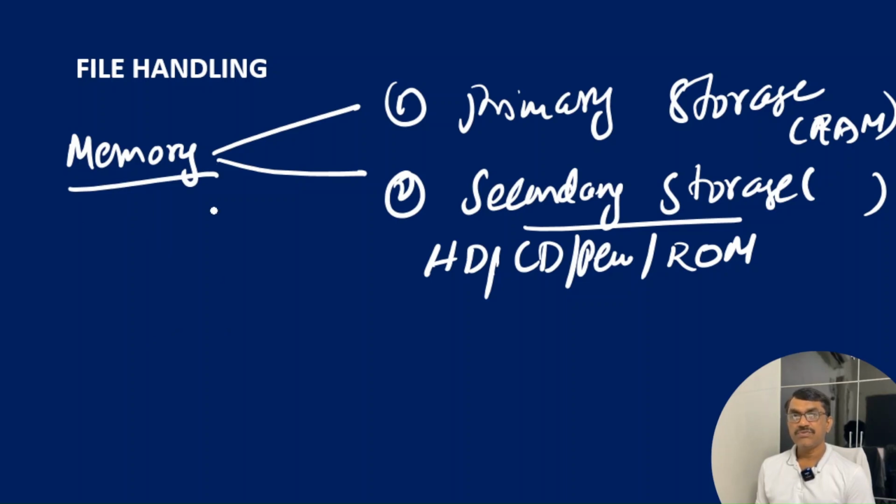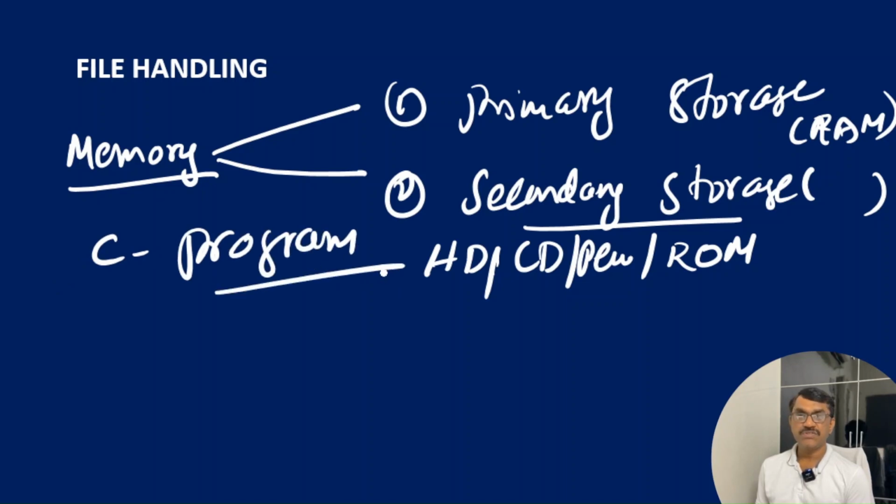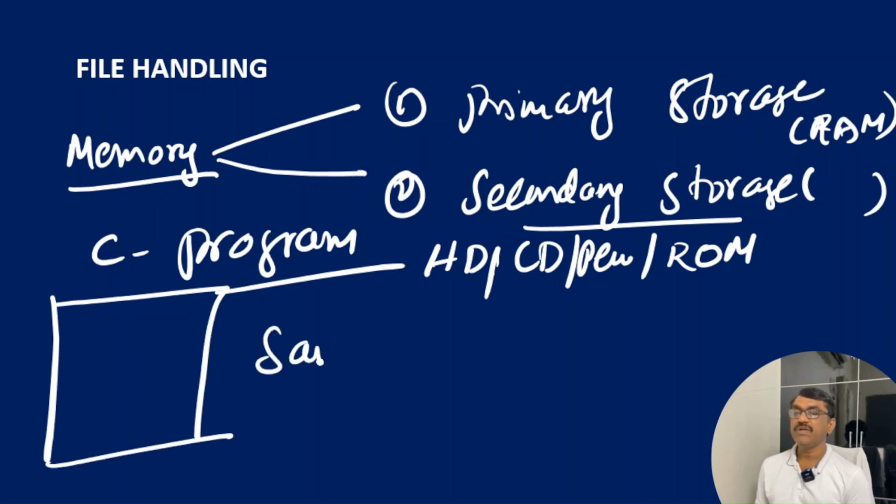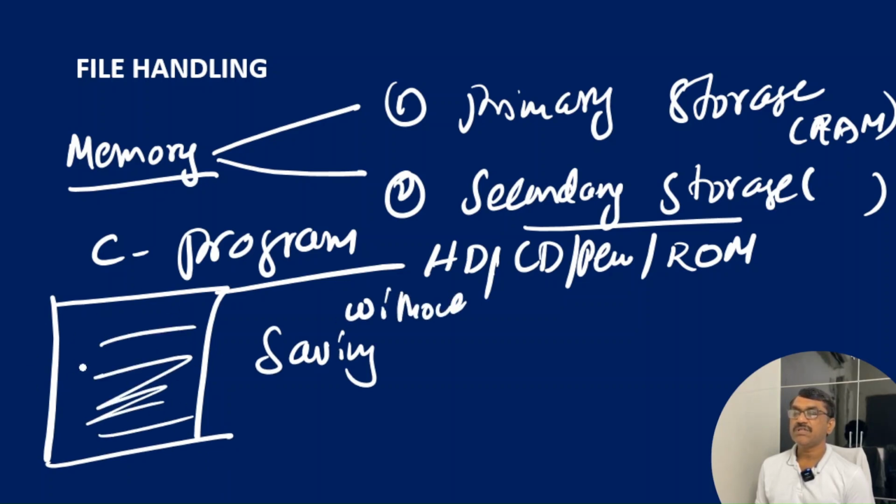Now, the important thing you should know here is, at the time of writing C programs, we have already seen in the previous sessions how to write C programs, how to execute the program and how to save the program. While you are typing the C program in the editor without saving, whatever instructions you are typing in the editor are stored in the random access memory. That is very, very important.